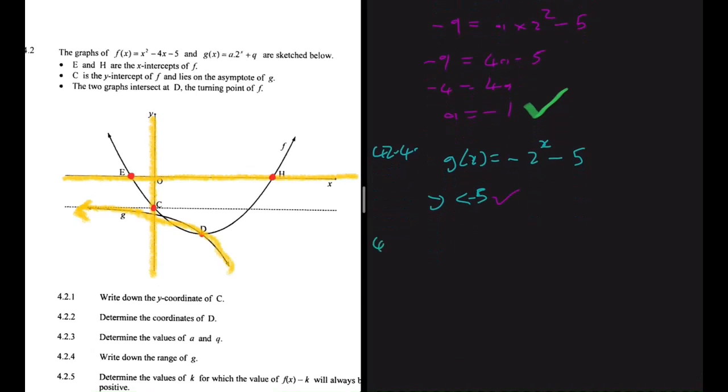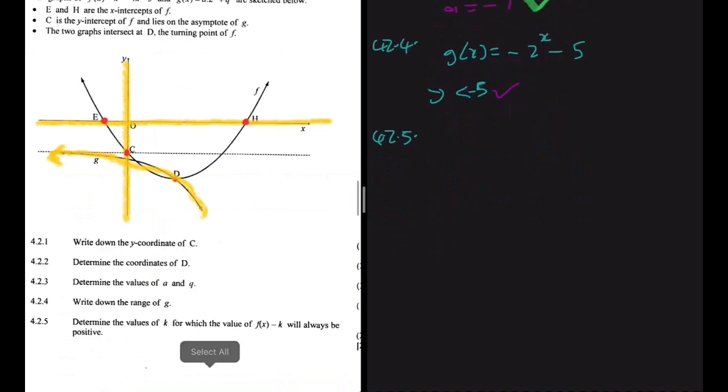So 4.2.5, determine the values of k for which f of x minus k will always be positive, right? If we come to the graph f of x here, our turning point is here at D, where the y value is minus 9, right? So we know if we have f of x plus 3, then that moves the entire graph 3 units up, and then if we have f of x minus 3, then that moves the entire graph 3 units down, right?